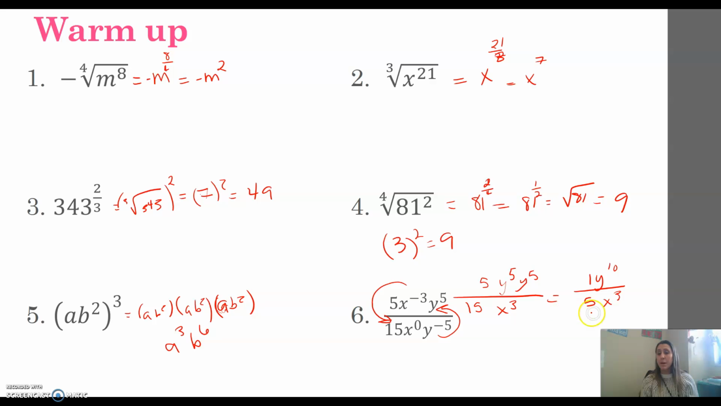And then I just combined my like terms, and I remembered that x to the 0 power is 1, so I didn't do anything. And then 5 over 15 simplifies to 1. Oops, that should be a 3. Simplifies to 1 over 3. If you have any questions, let me know. Otherwise, make sure that you got that down.